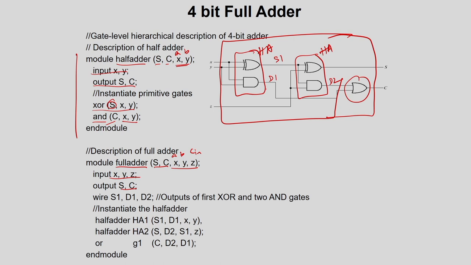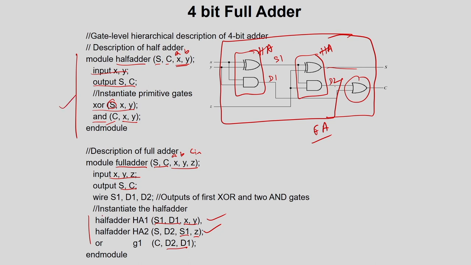For half adder 1, you give x, y, and your outputs are S1 and D1. For half adder 2, your inputs are S1 and Z, and your outputs are S and D2. For the OR gate, D1 and D2 are the inputs and the output is C. So, by just connecting two half adders and an OR gate, I create a full adder. You can see how I am hierarchically building this full adder. I first define a half adder module, and to declare a full adder, I just instantiate two half adders and an OR gate.